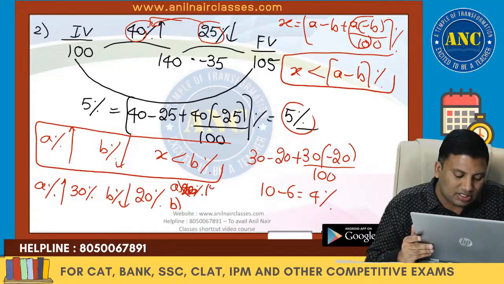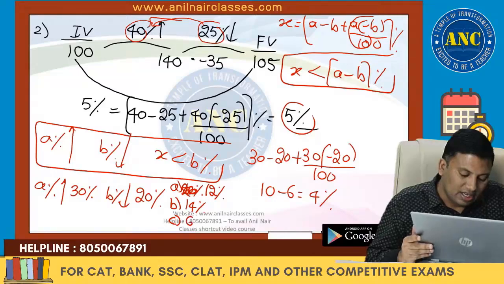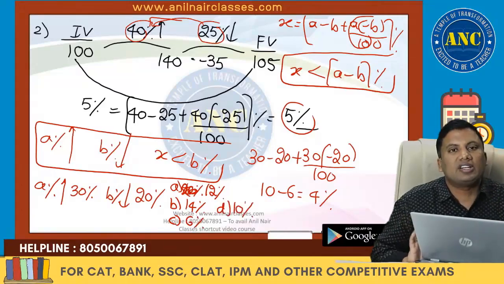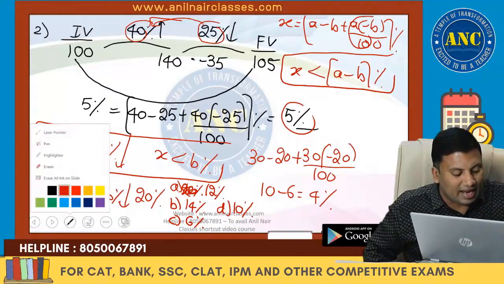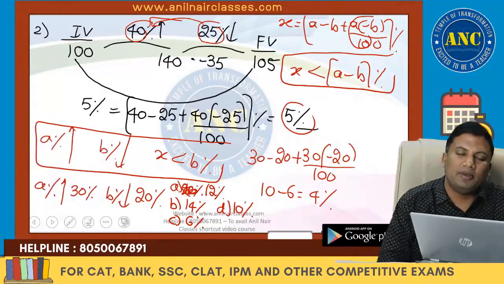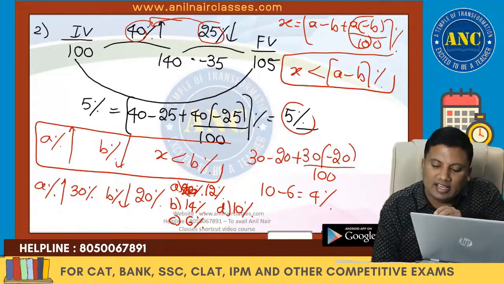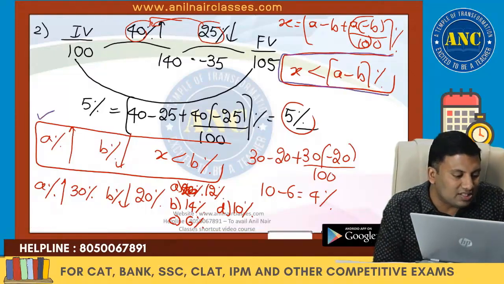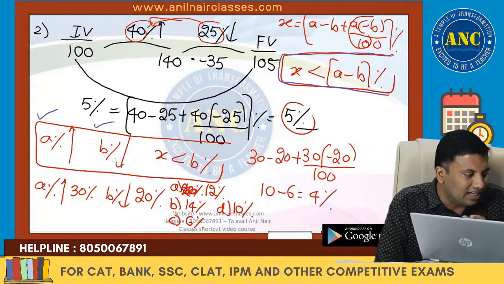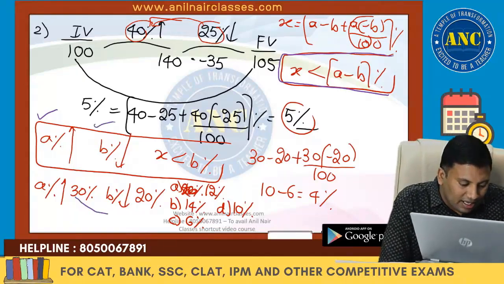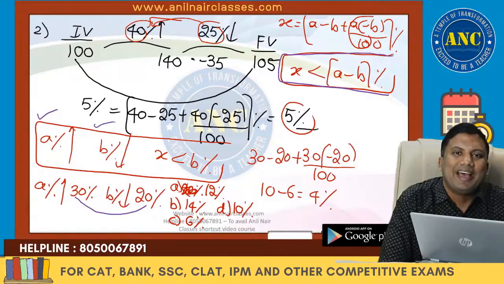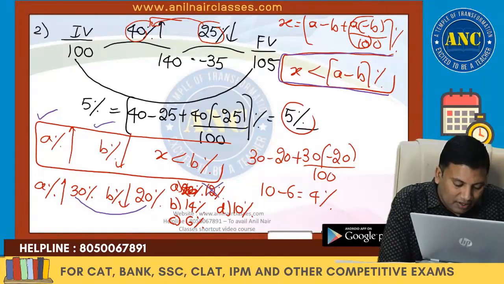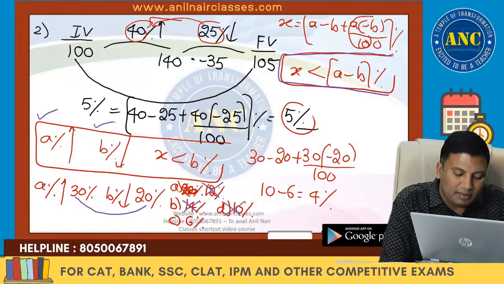If the options are like this, 12%, 4%, 6% and 10%, this concept helps in eliminating answer options. How does it help? X is less than A minus B percentage. One is an increase, another is a decrease. So 30 minus 20 is 10. The answer should be less than 10. These three options are eliminated.